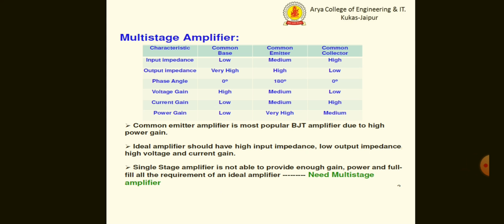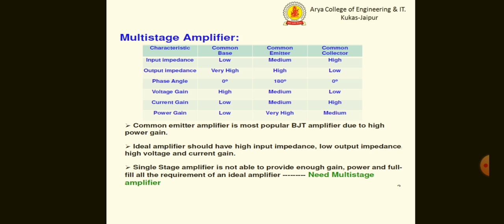As you know, the multi-stage amplifier can be of any configuration, namely the common base, common emitter and common collector configuration. We must know the characteristics of these three configurations. The table here lists certain properties of these three configurations, namely input impedance, output impedance, phase angle, voltage gain, current gain and power gain.